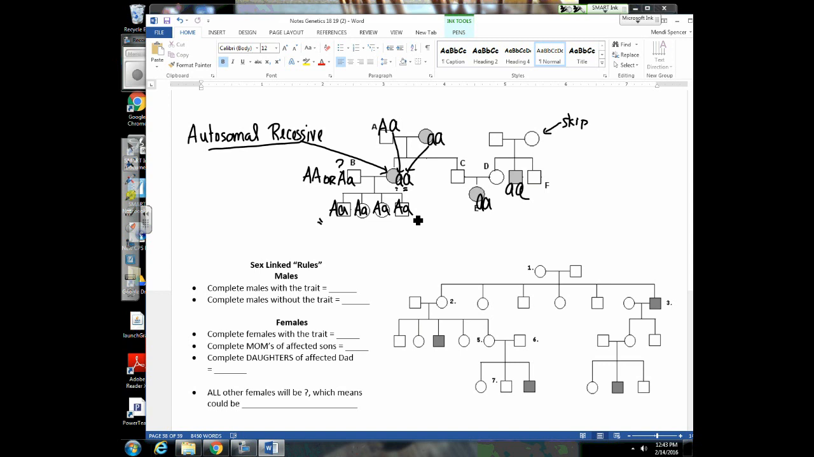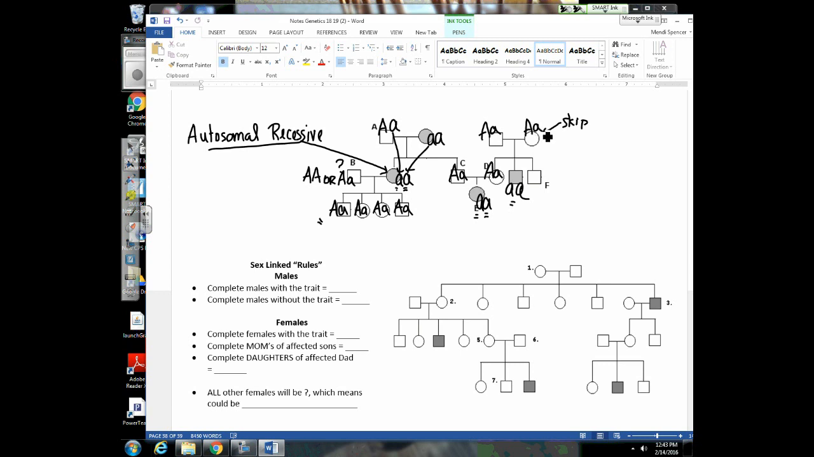Let's take a look at C and D. We can tell that C is big A, little a, because of this little a child, and so is D, because they each had to have a recessive allele to pass it on to the next generation. We can also figure out D's parents. They're going to be heterozygous because of this individual right here.